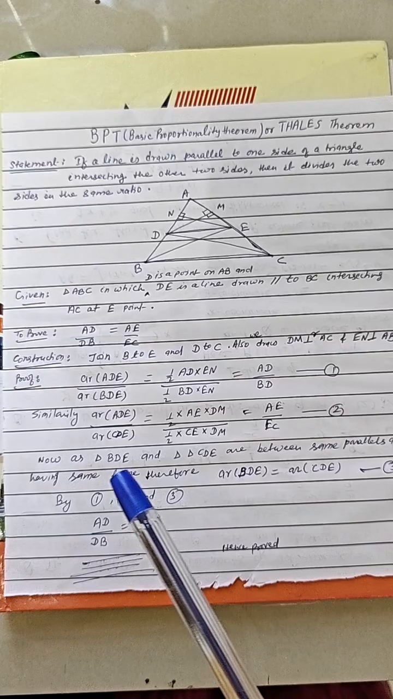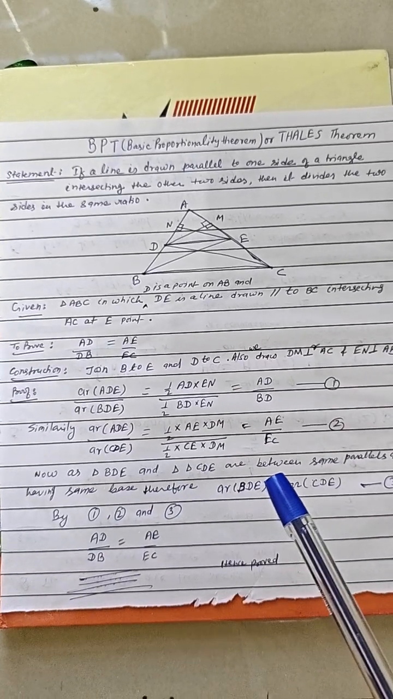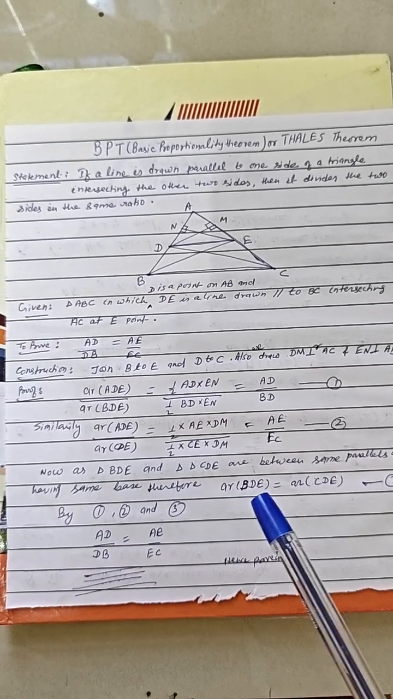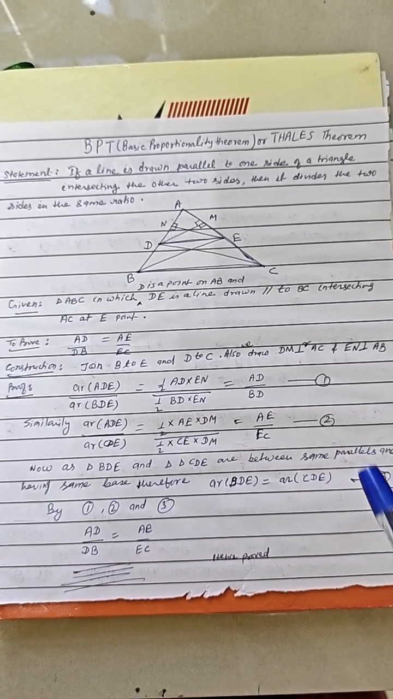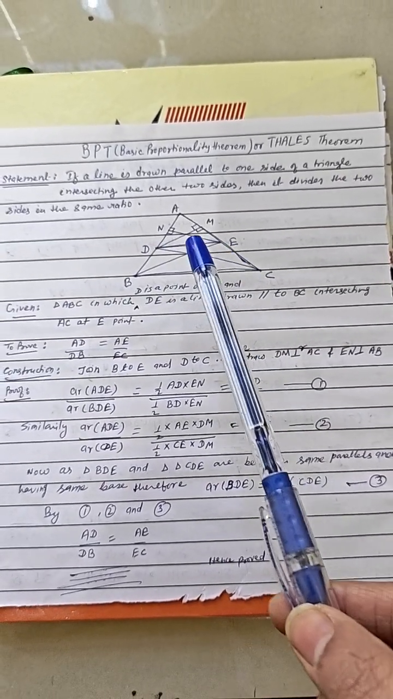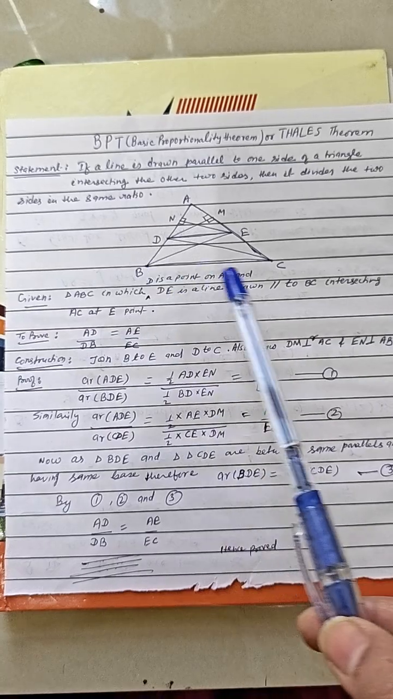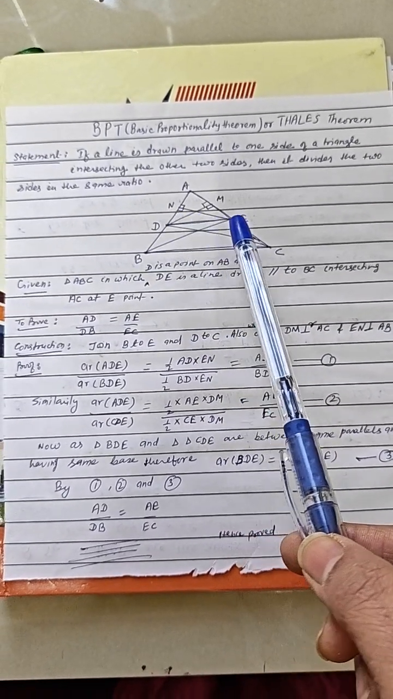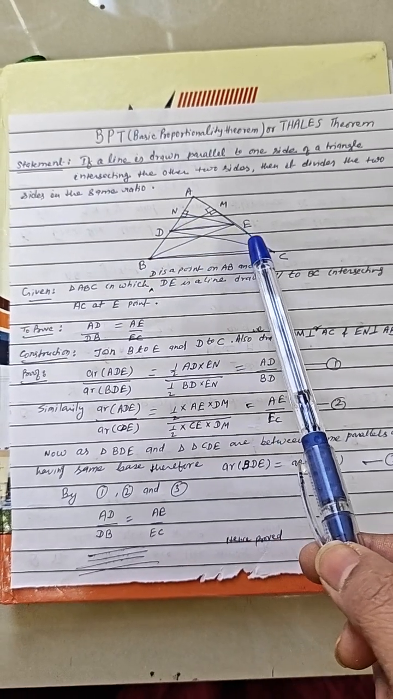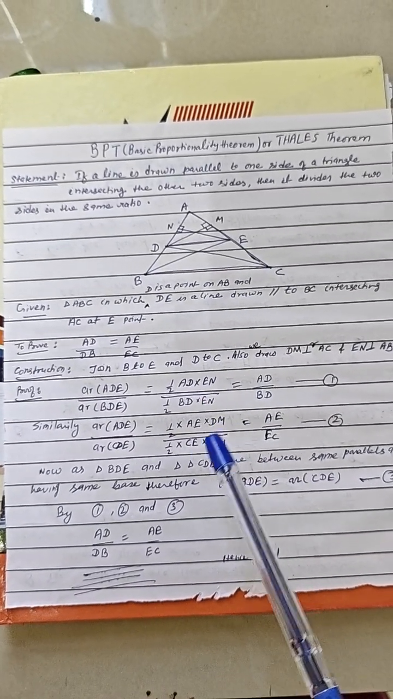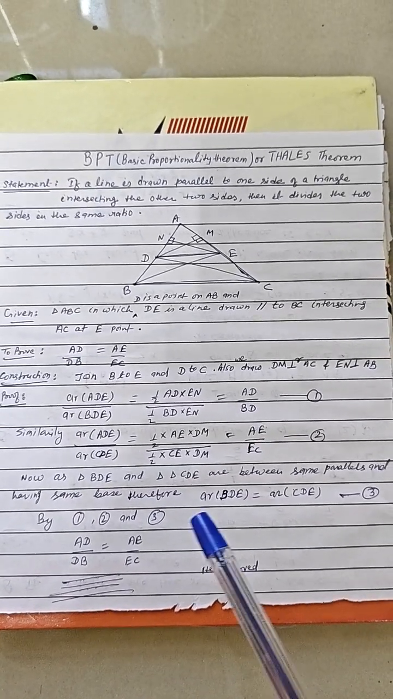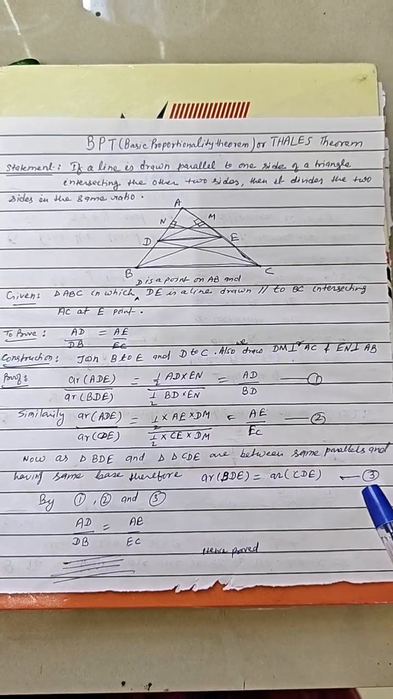equal to, DM cancels, half cancels, AE upon EC, equation 2. Now, as triangle BDE and triangle CDE are between the same parallels and have the same base, therefore area of BDE and area of CDE are the same. Means this BDE triangle and CDE triangle are between the same parallels DE and BC and have the same base. This is DE, the common base for this triangle and this triangle. So in this case, the area becomes the same, which you have already learned in previous classes. So this is equation 3.